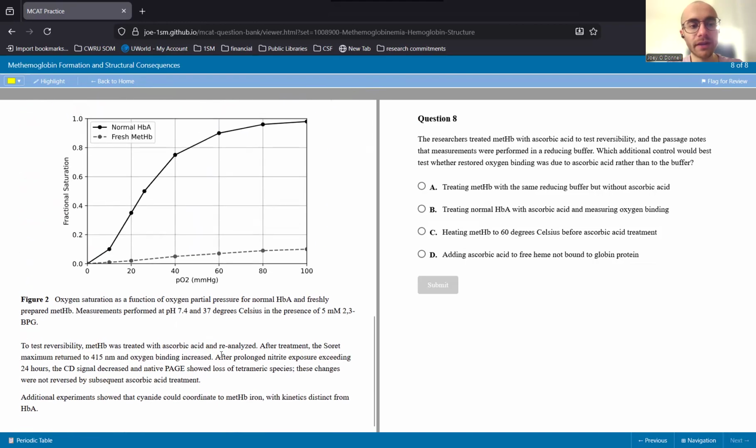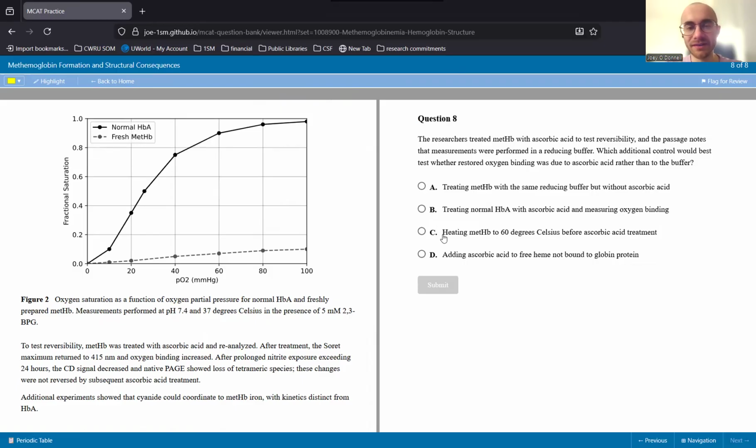To figure that out, we need to say, okay, well, ascorbic acid and the buffer are both there. We need to get rid of one and look at the other. So A would let us see if the buffer on its own would do the job. B would tell us about ascorbic acid alone, but it's not rescuing anything. It's the already rescued hemoglobin A. So I don't like that.